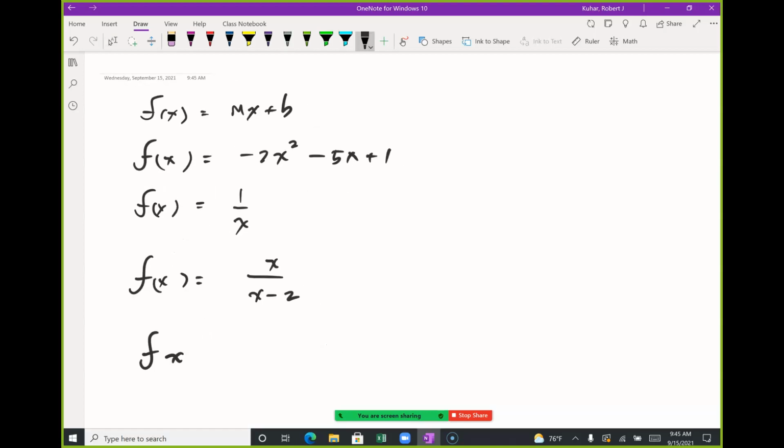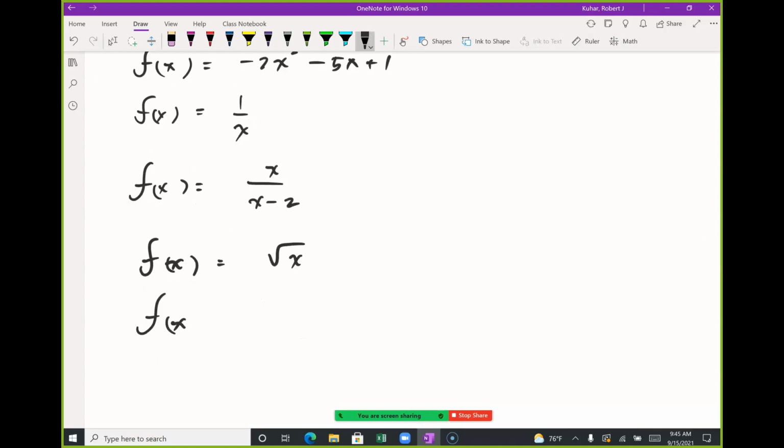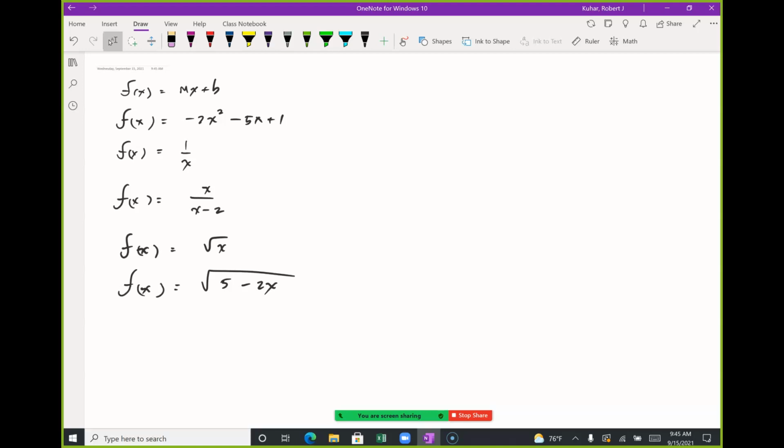How about a simple radical, like square root of x? Or a complicated radical, like square root of 5 minus 2x. If you can do all of those difference quotients, you can do anything I would possibly give you on the test. Okay? So you should be able to do all of those. And then how are you going to know you're right? A couple of ways.